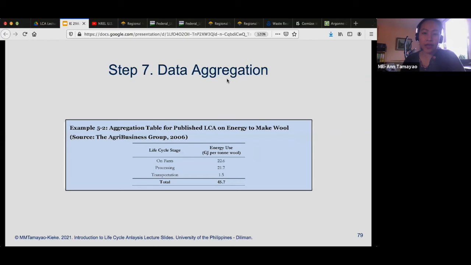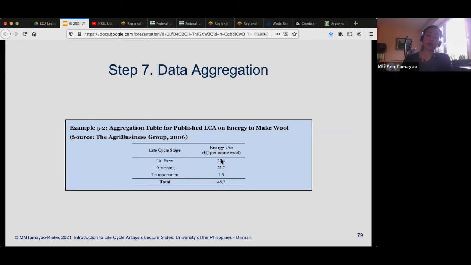Next step is data aggregation. In the previous step, you already have all your data in terms of the functional unit. So then you can just add up the data in this step, which is data aggregation. For example, this is a table from an LCA on energy to make wool. You have the different life cycle stages per functional unit, in this case, a ton of wool.